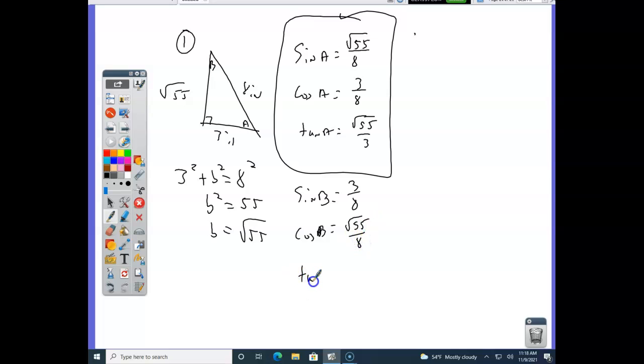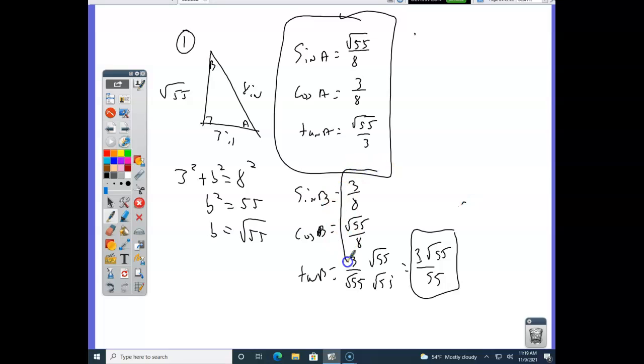And then tangent of B would be equal to 3 over root 55, which is problematic because I got a root 55 on the bottom. How do I solve that problem? Root 55, and I get 3 root 55 over 55, and I am done. Thank you for catching that, whoever said that.